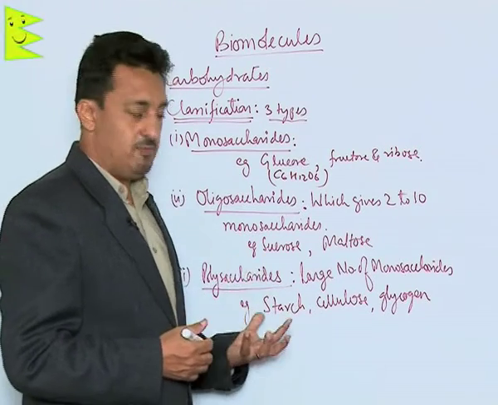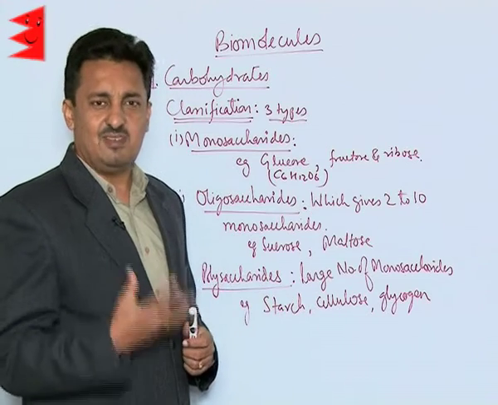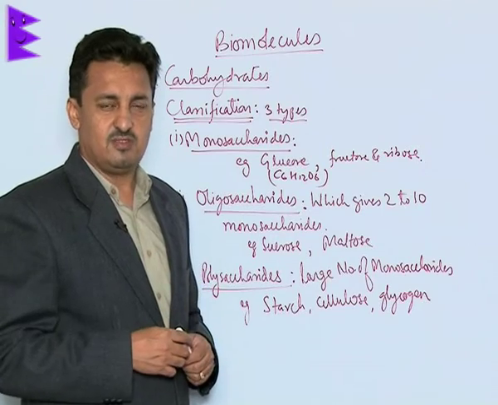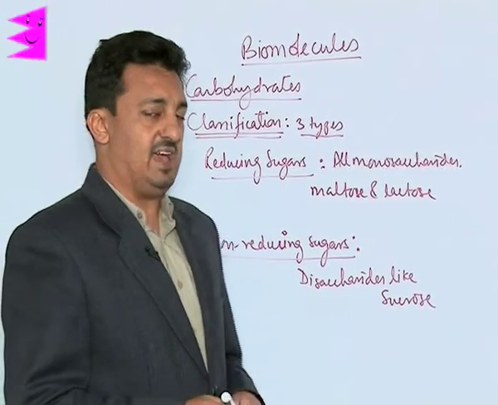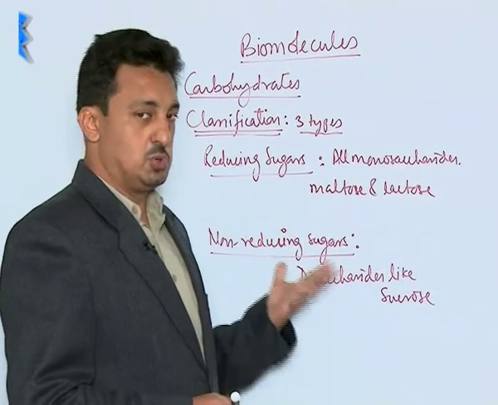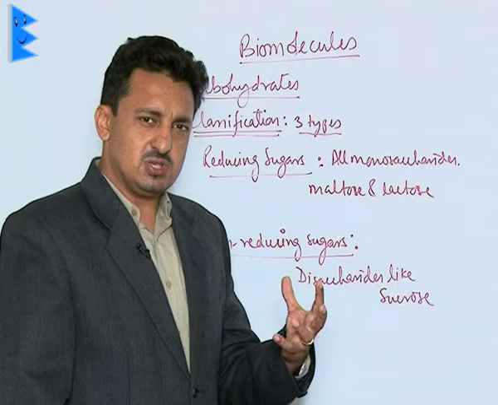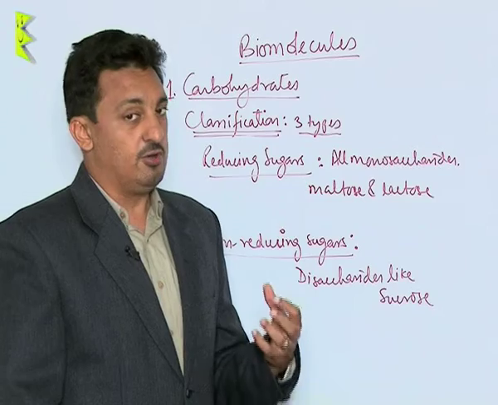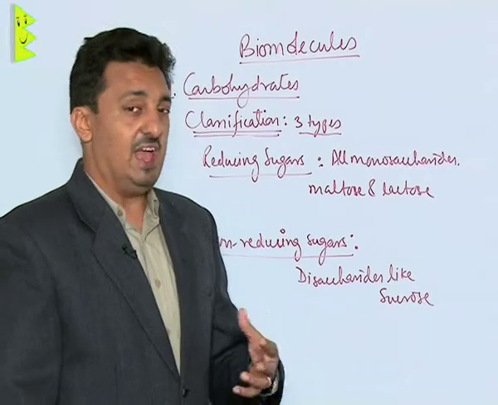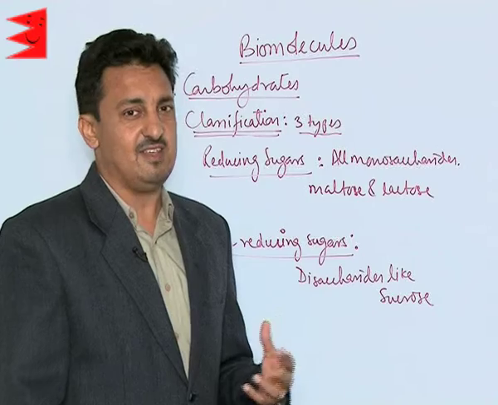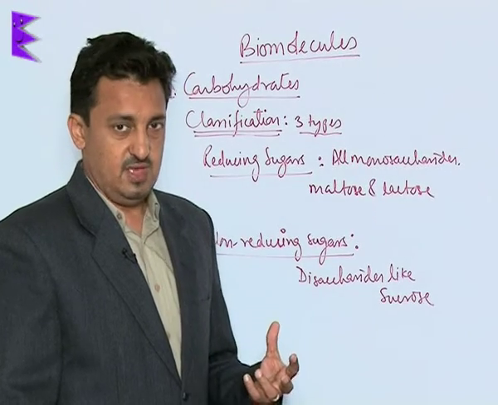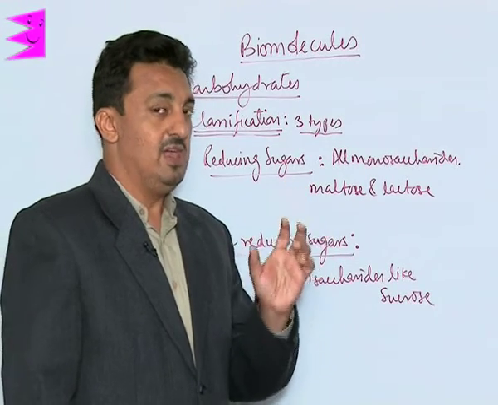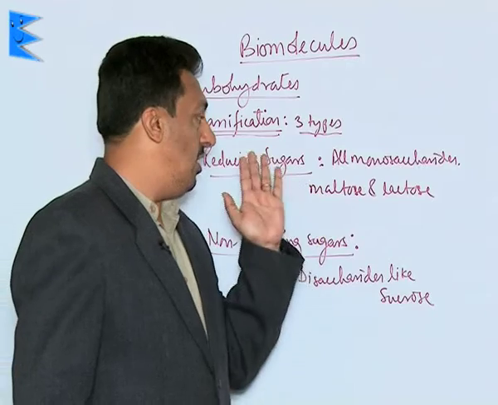Carbohydrates can also be classified into reducing and non-reducing sugars. Those carbohydrates which are reduced by Tollens' or Fehling's reagents are called reducing sugars, and those which are not reduced by Tollens' or Fehling's reagents are called non-reducing sugars. All monosaccharides, since they have a free aldehyde or keto group, can easily be reduced, and that's why they are called reducing sugars.